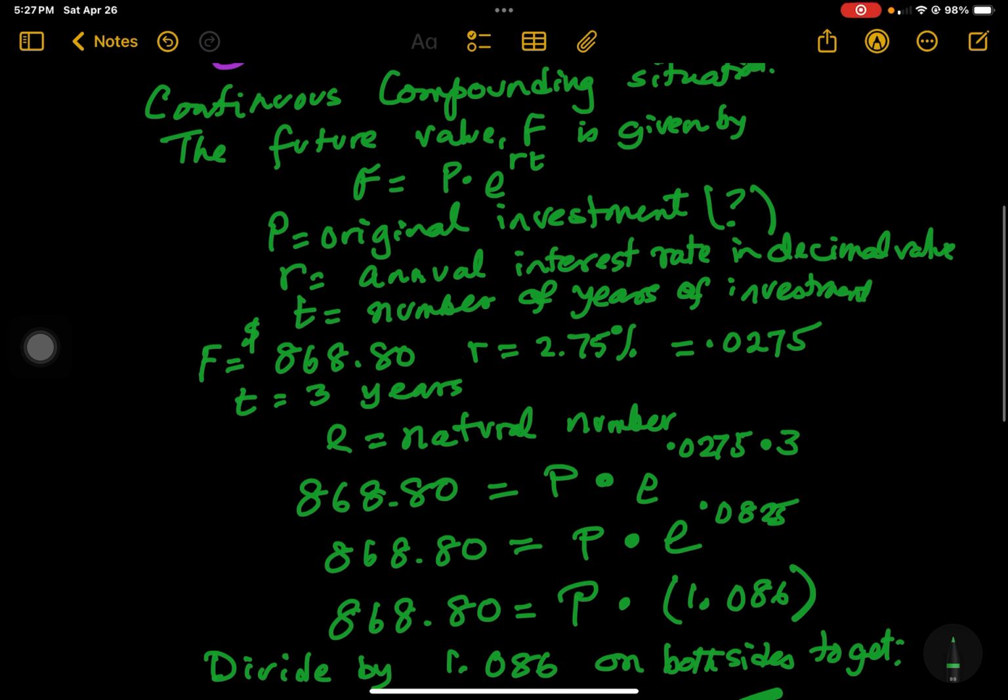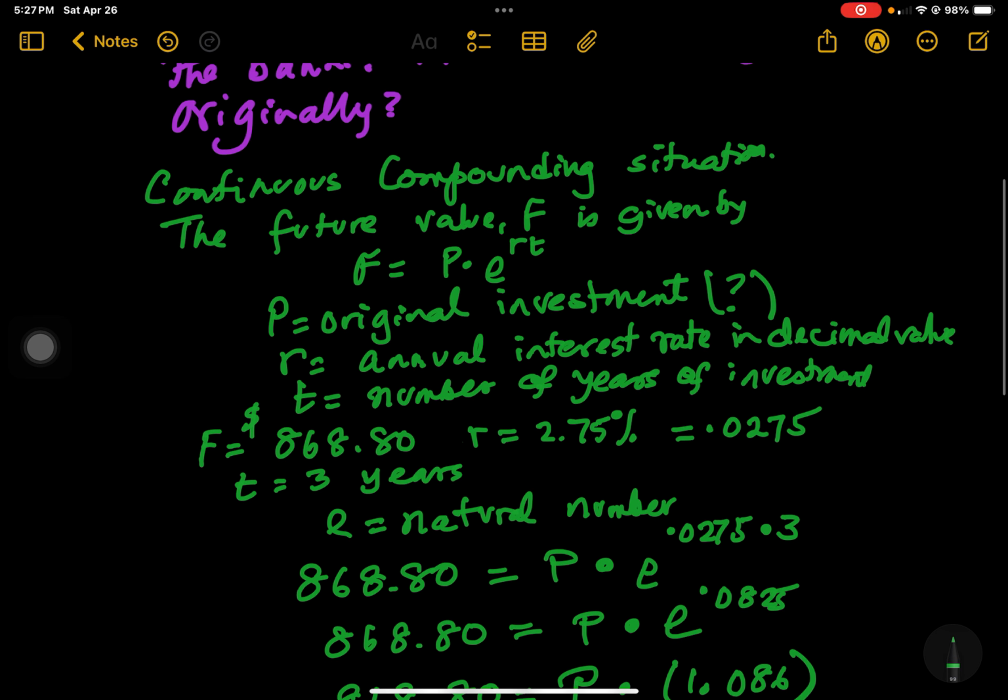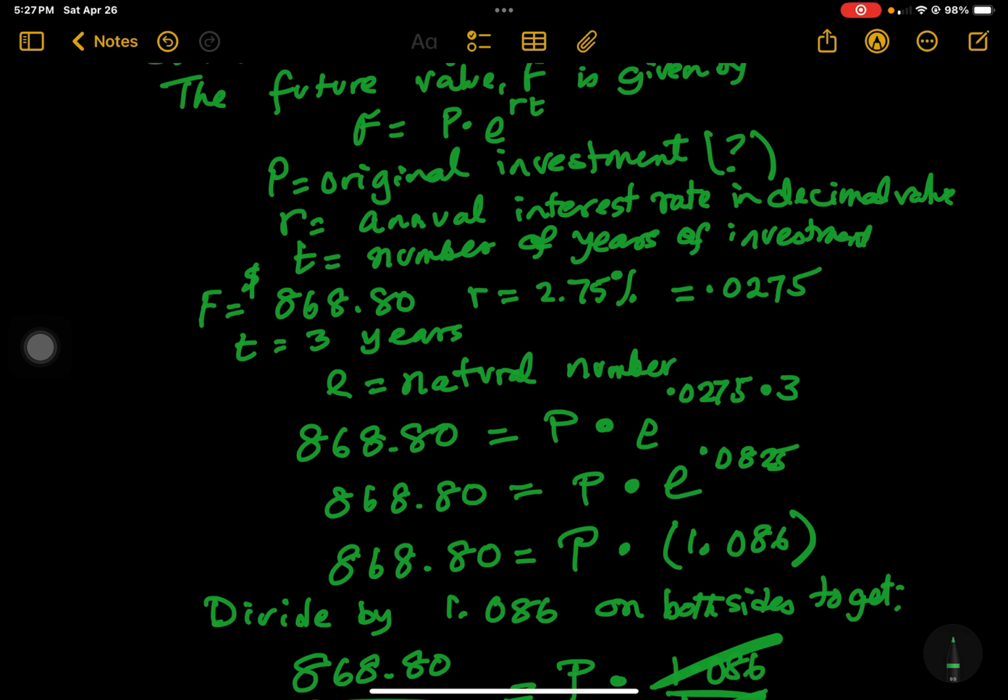So, to summarize, what did I do? I wrote the formula for continuous compounding, which is F equal to P multiplied by e, where P is the original amount of investment and F is the future value. What is e? e is the natural number, 2.718. We will use the calculator. R is the annual rate of interest in decimal value, and T is the time of investment in years.